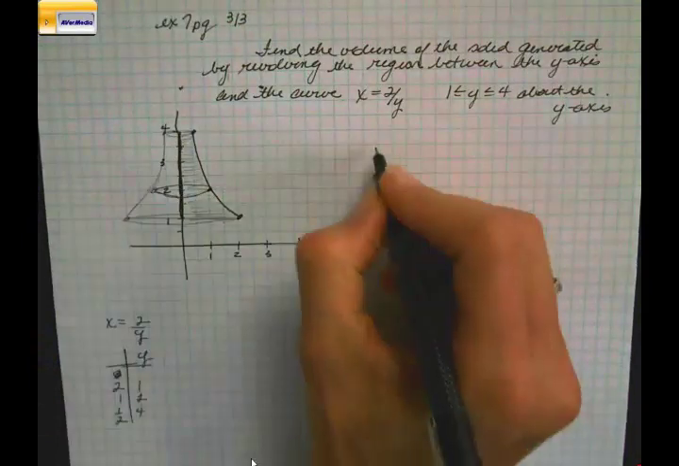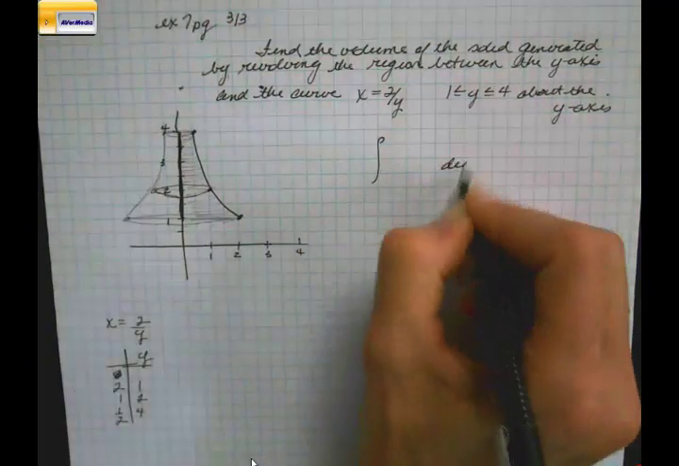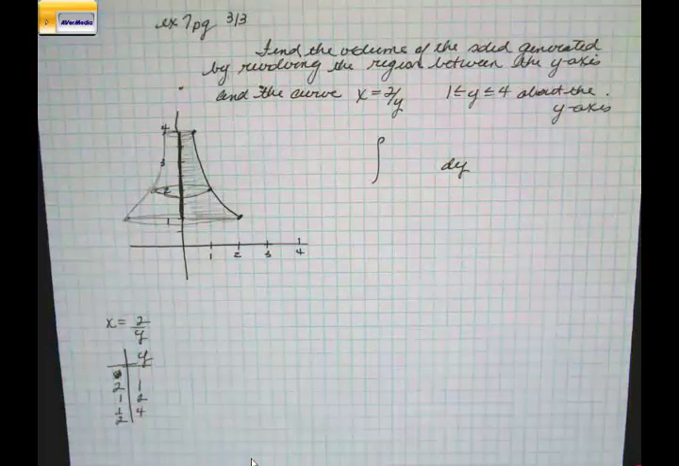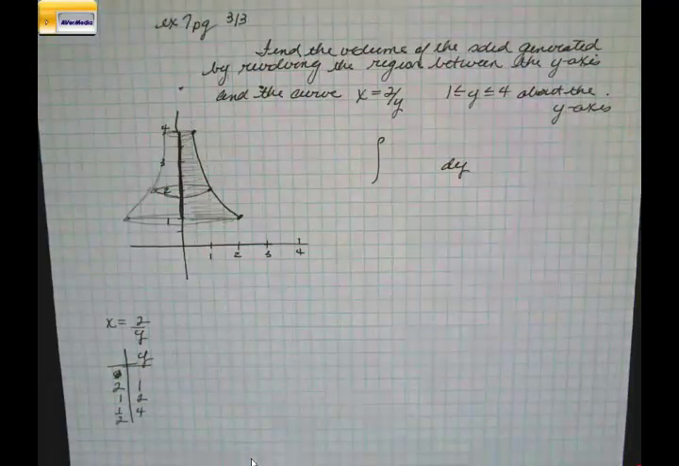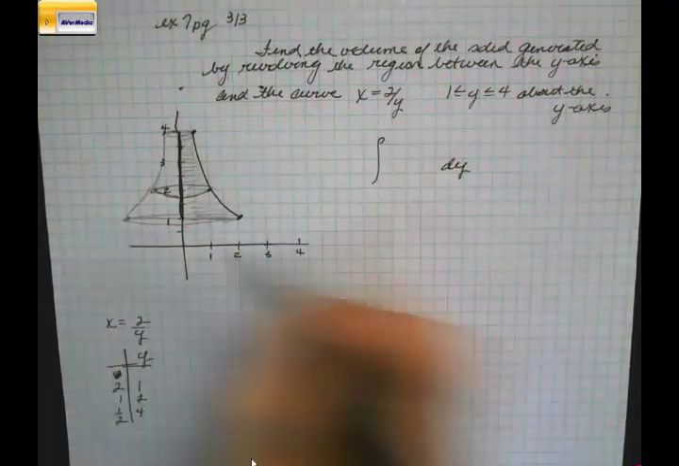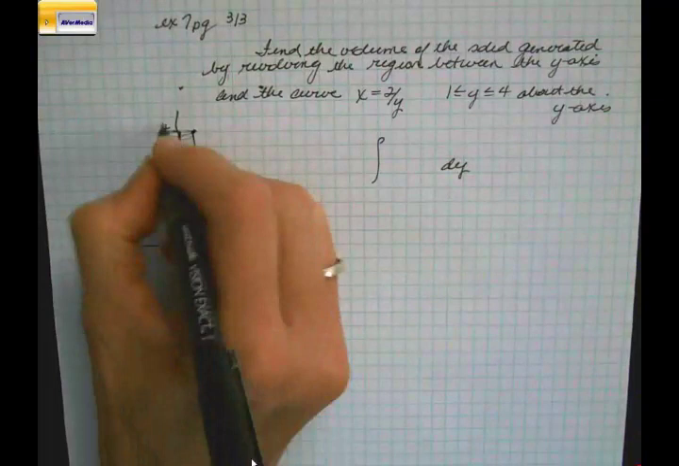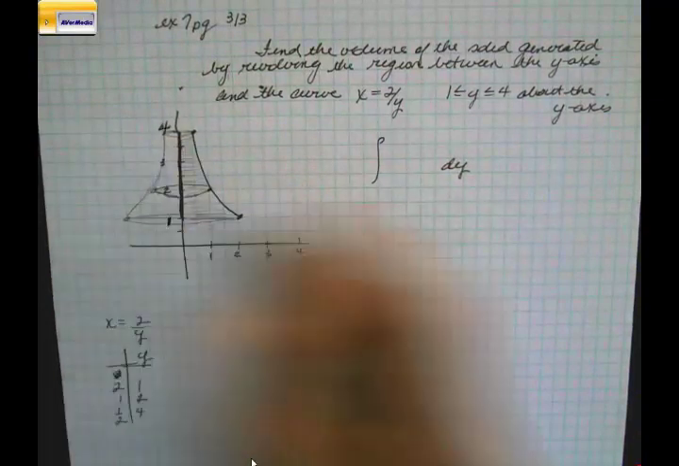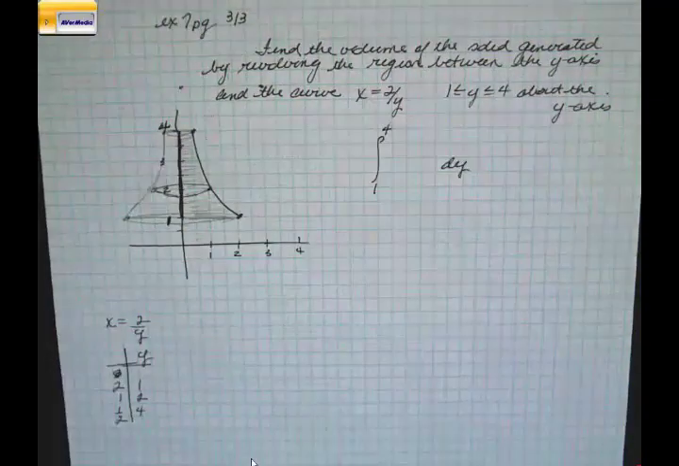If I'm rotating around a vertical axis, I have to integrate with respect to y, which means everything has to be in the y variable. My upper and lower limits must be with respect to y variables. So what are my upper and lower limits here? There you go. This 1 and this 4. From 1 to 4 in the vertical direction, the y values are from 1 to 4.